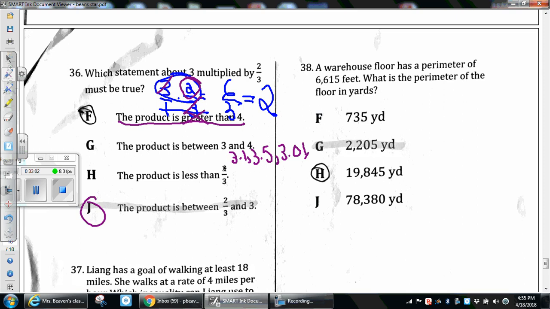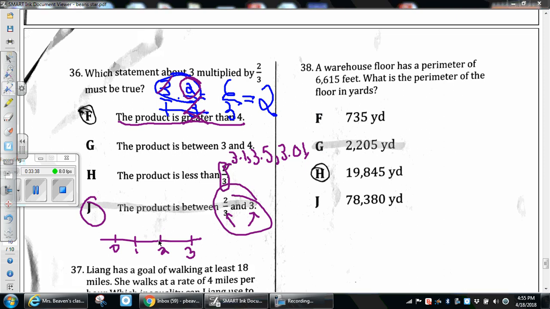Now, is the product less than 2/3? Absolutely not. It's more than 3/3. In fact, it's more than 1. So the correct answer will be here. 2 is a number that we know for sure is bigger than 2/3, and we know that it is smaller than 3. So it does fall into that, let's say this is 0, this is 1, 2, and 3. So our solution that we found was a 2. It's right here.